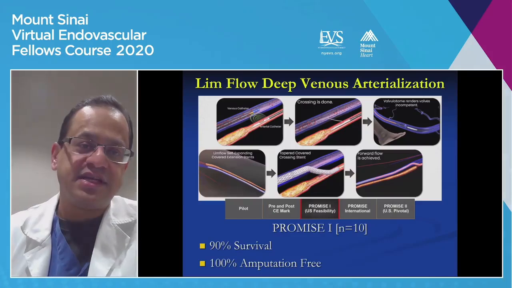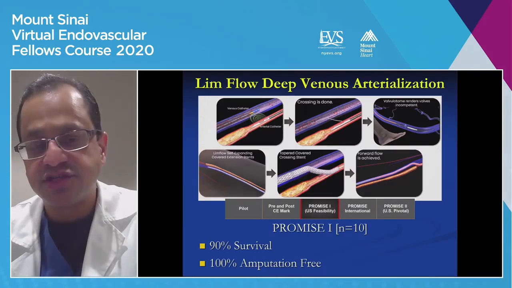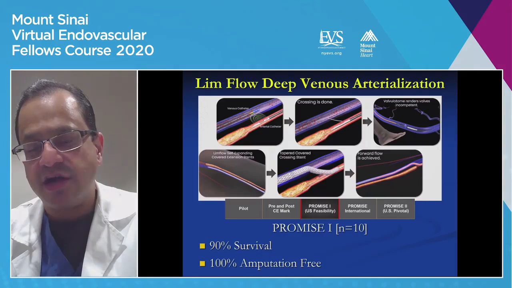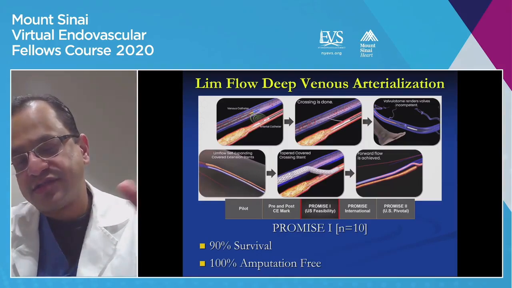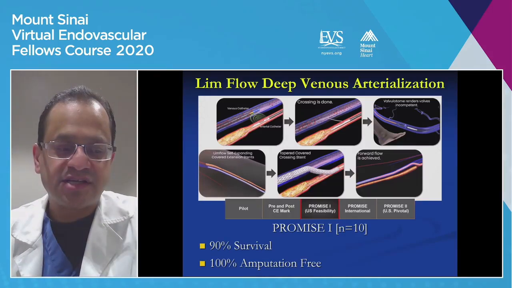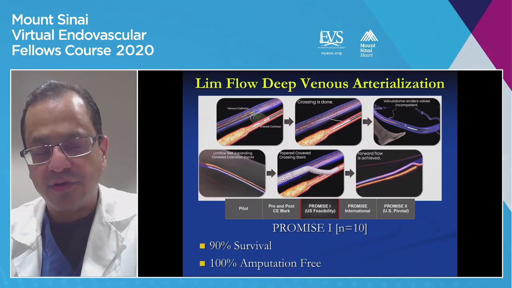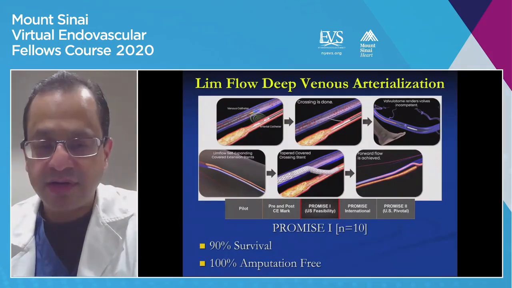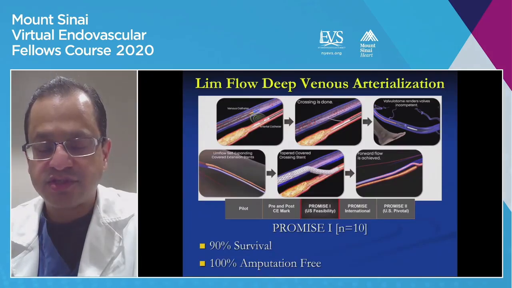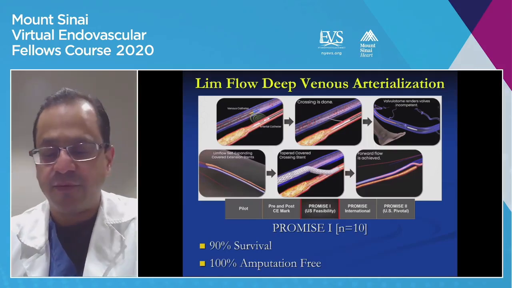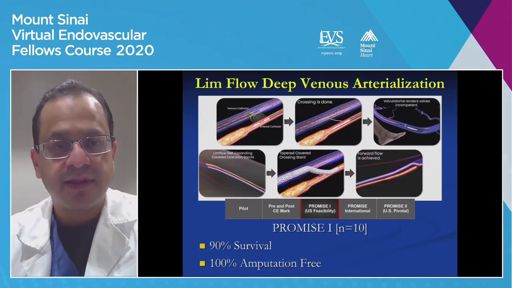So this is some of the newer techniques where they use deep venous arterialization, especially in patients with desert foot. Essentially you connect the artery to the vein, and this vein drains the actual ulcer, and you can do it percutaneously. They have had very good results with PROMISE 1. I think right now the PROMISE 2 study is ongoing. So I think everybody is definitely waiting to see what this shows.